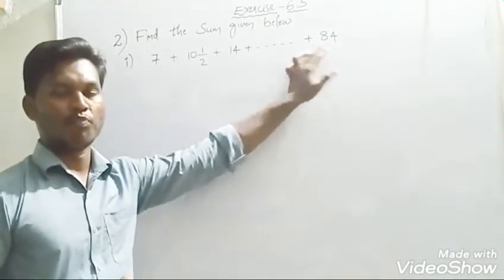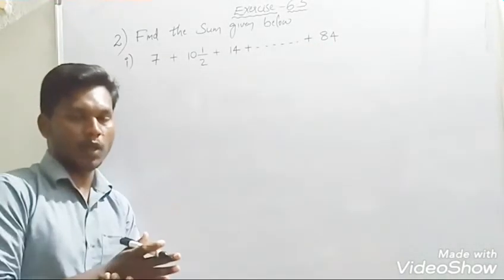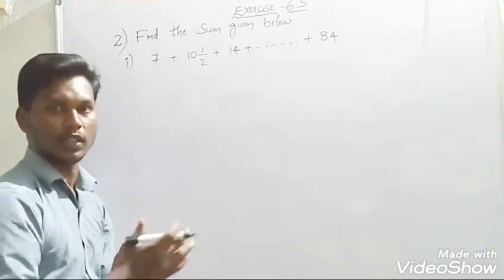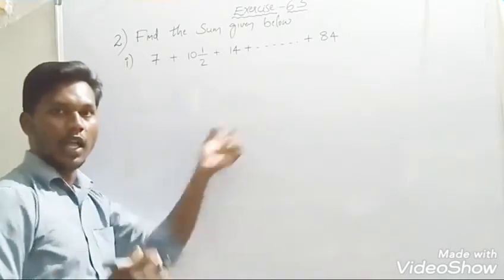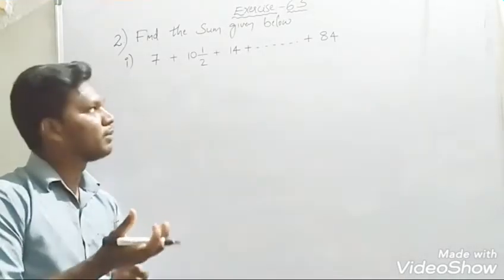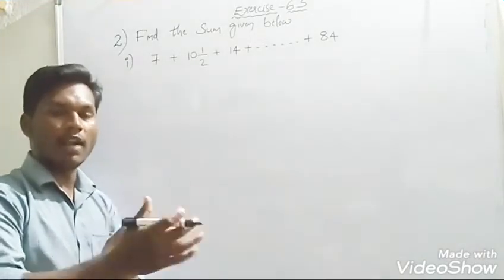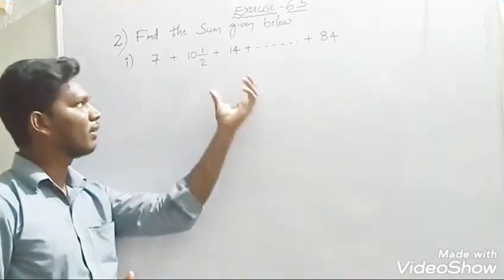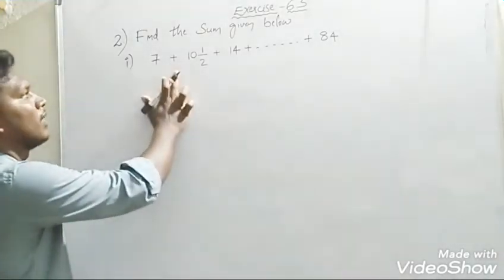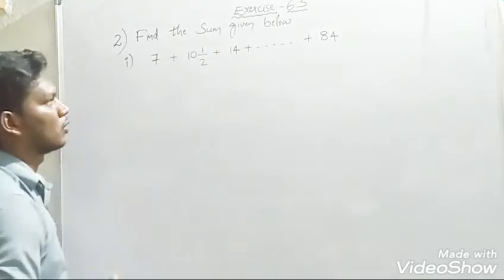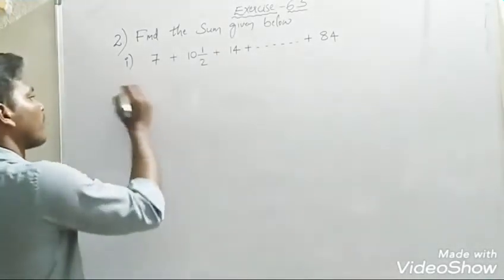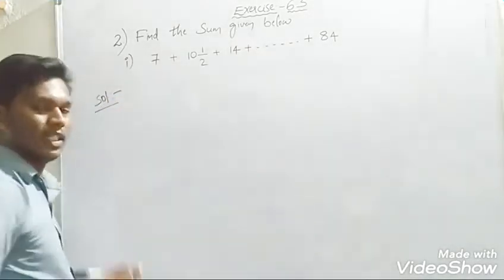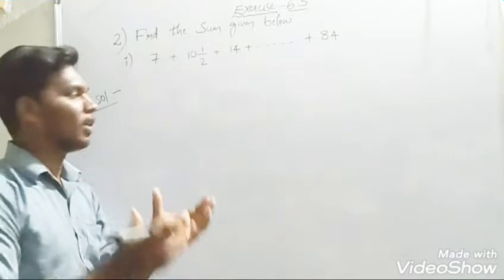84, friends. See, friends, compared to previous problems, here he hasn't given the first term, second term, third term, or how many terms we must sum. That means either we must add the first 5 terms, or the first 6 terms, or the first 10 terms. No such information is given. Just 7 plus 10 1/2 plus 14 plus so on up to 84. So don't worry whenever you see such problems. It is simply asking to find the sum of some particular terms.